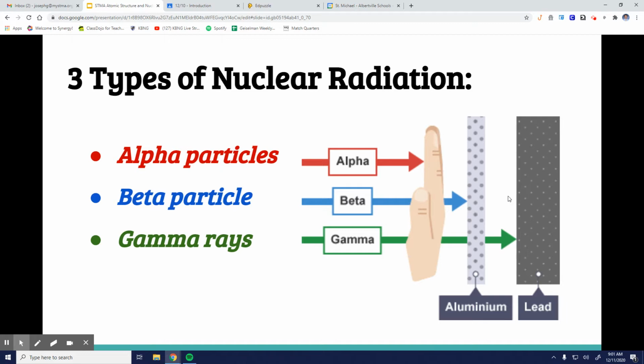Alpha radiation, we'll talk about it a little bit. Alpha particles are usually stopped by things like your clothes or a piece of paper. Beta is a little bit more high energy, and it takes a little bit more to stop that.